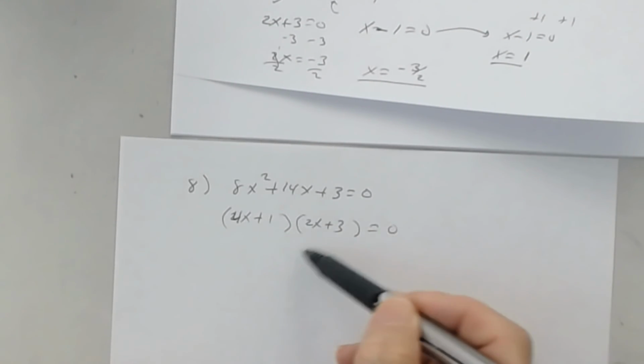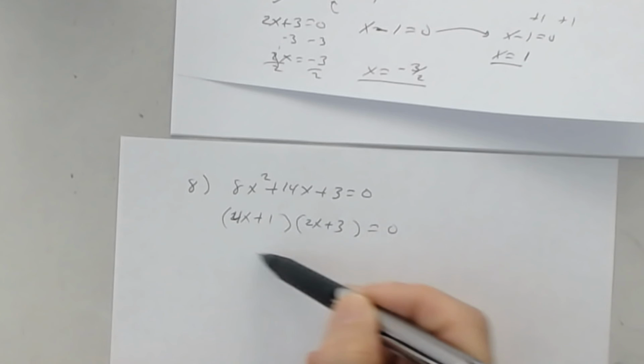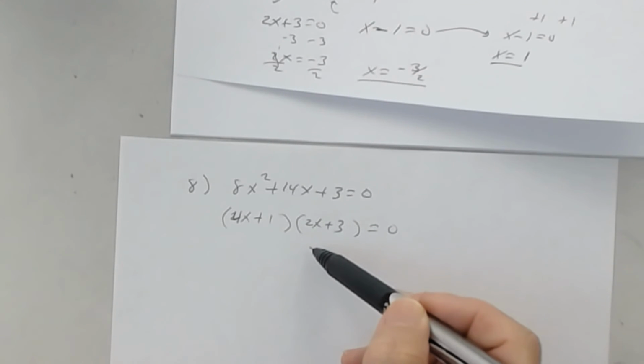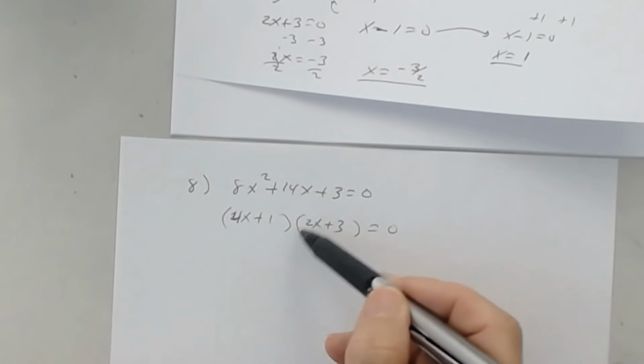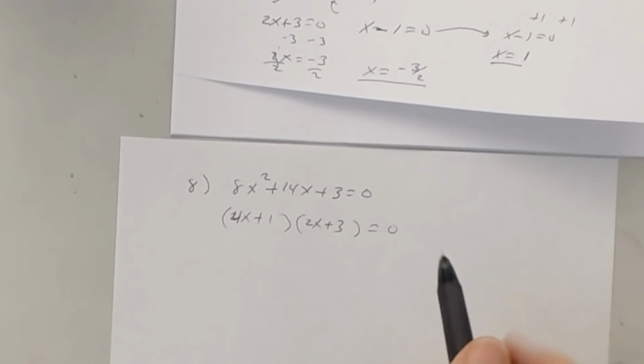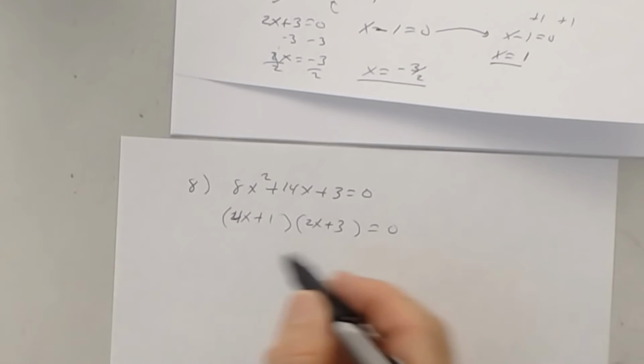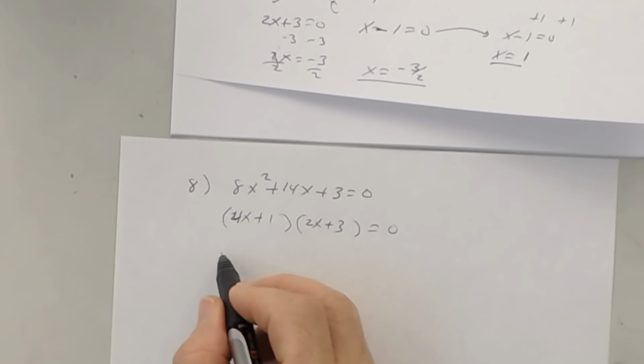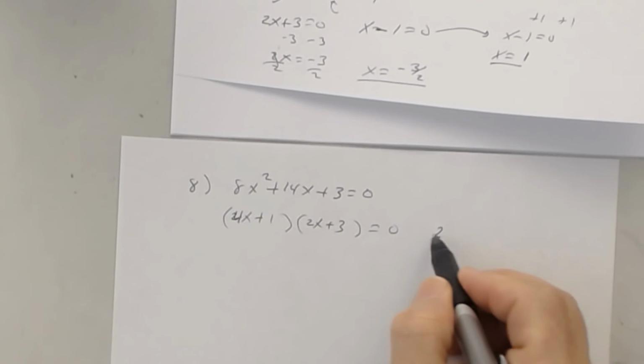What's the outer? 12x, right? What's the inner? What do we get when I add them up? 14x. So this is correct. And so we're almost done with this. So what's the next step? We use the zero factor property.